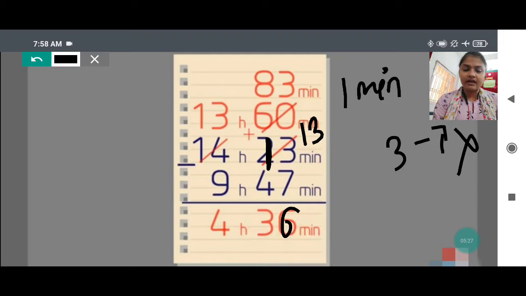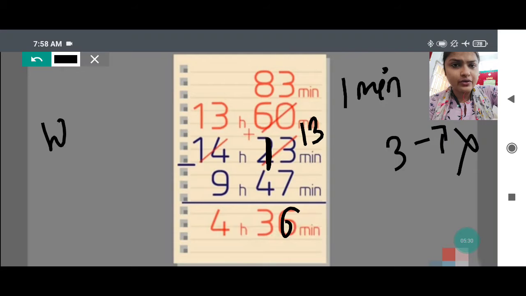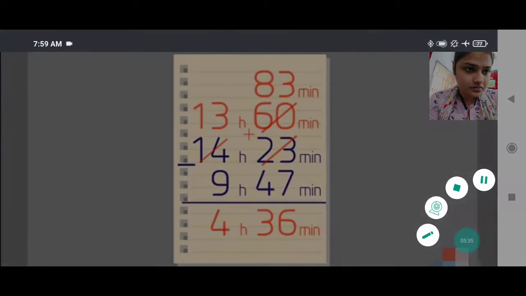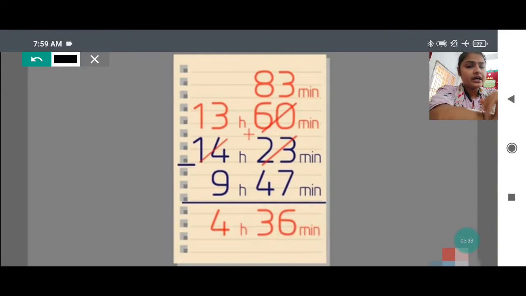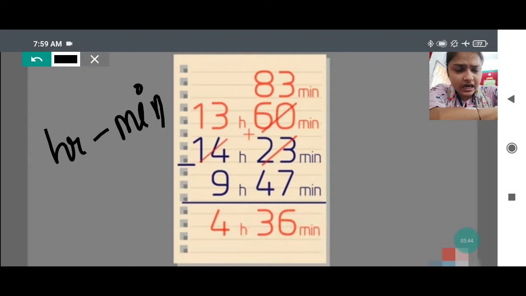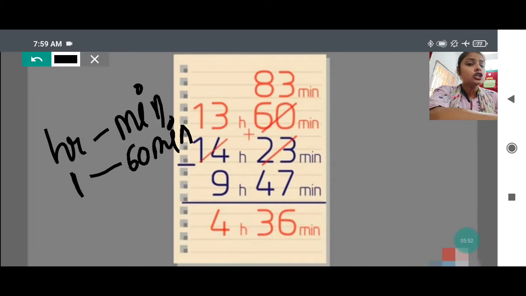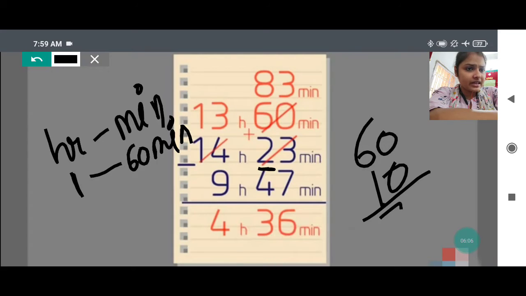So here we have to keep in our mind that when we are taking carry from the other unit, like if the hour is giving 1 to the minute, we are taking 1 hour, which means we are taking 60 minutes, my dear. So that 60 will get added with this 1. And this 1 is at which place? It is at 10th place. 3 is at 1's place and 1 is at 10th place. So 60 plus 10 you will do and you will get 70.